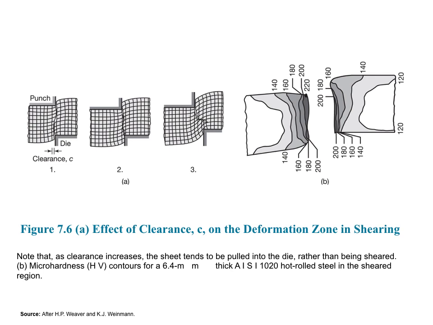Another thing this figure shows is the hardness. What is happening here is plastic deformation of your given material. You can see hardness increasing. This is Vickers hardness or micro hardness contours for 6.4 millimeter thickness 1020 hot rolled steel in the sheared region. What do you see? The hardness at the sheared edges is much higher than that in the rest of the material. Thus your material gets cold worked during the shearing process.